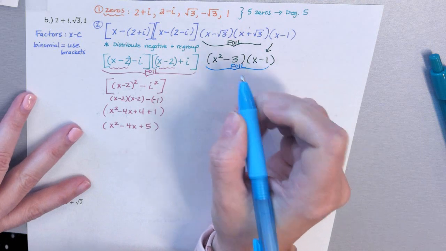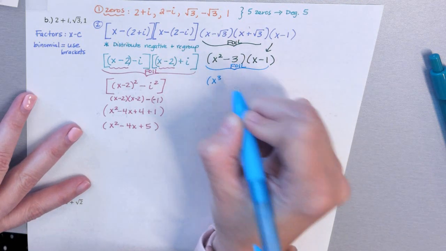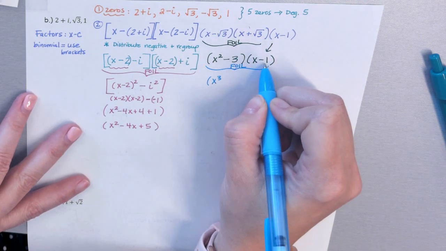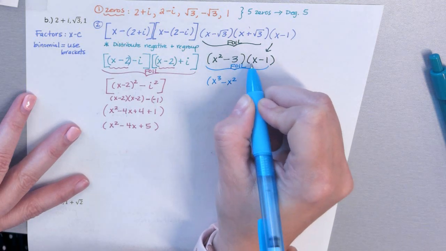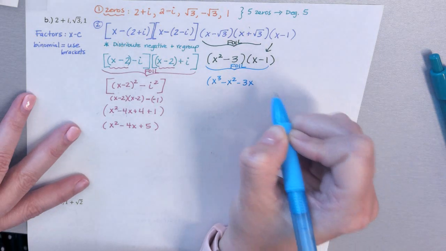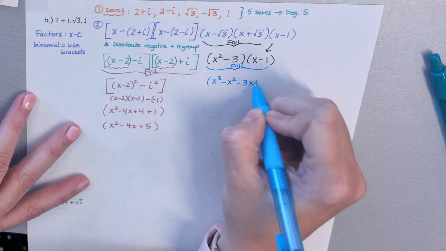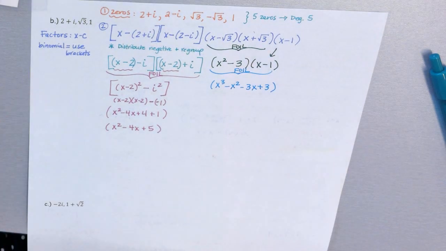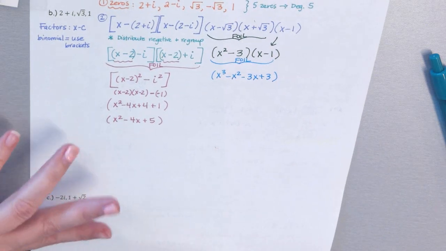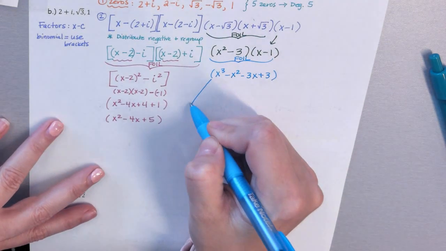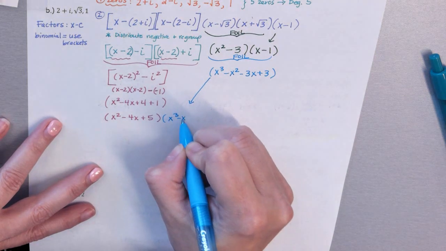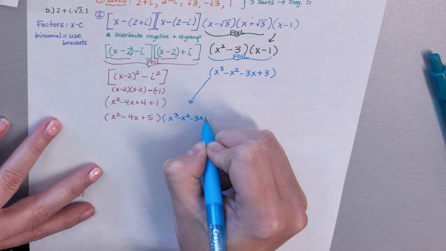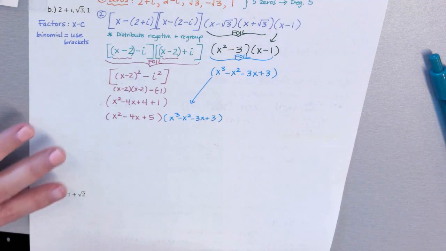x squared times x is going to be x cubed. I'm going to do the outside because negative 1 times x squared is negative x squared. Negative 3 times x is negative 3x. Negative 3 times negative 1 is positive 3. And then I do have that simplified, so I'm going to bring it down to its pal over here. So that's just going to make it a little easier for me to multiply.